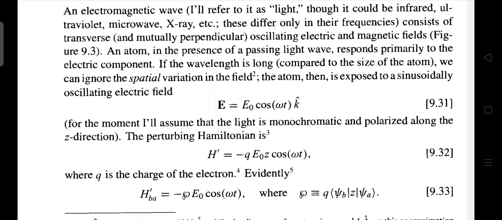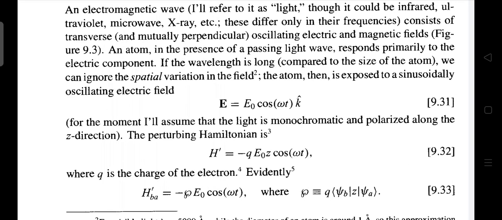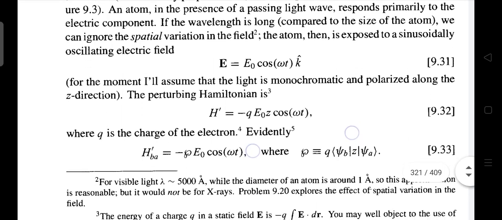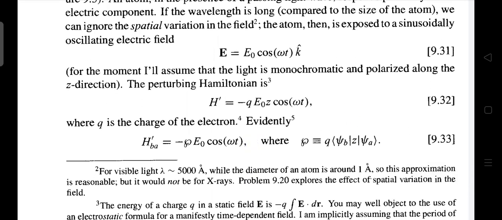If we give the right wavelength to the atom, then only will the atom excite from one state to another state. We have given the electric field to the atom, so it is exposed to the sinusoidal electric field. This electric field is along the k direction. For the moment, I will assume that the light is monochromatic and polarized along the x direction.